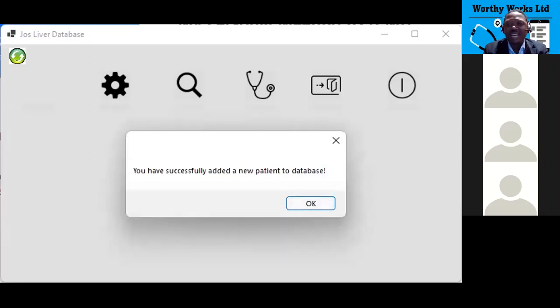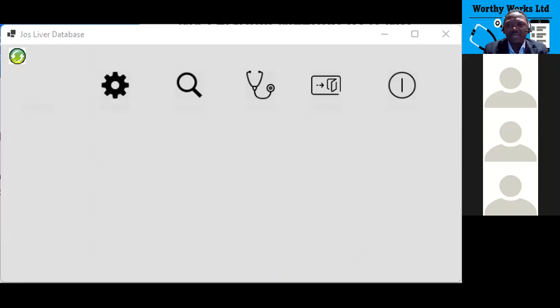And it says you have successfully added a new patient to the database. Is this working? Obviously, you would not know whether it's working or not. I will show you later whether it's working. So when you finish that, you can click close here. And then you can see that the button there has disappeared, giving you a chance to go on here. So you can get that button back by doing that, and then it comes back.